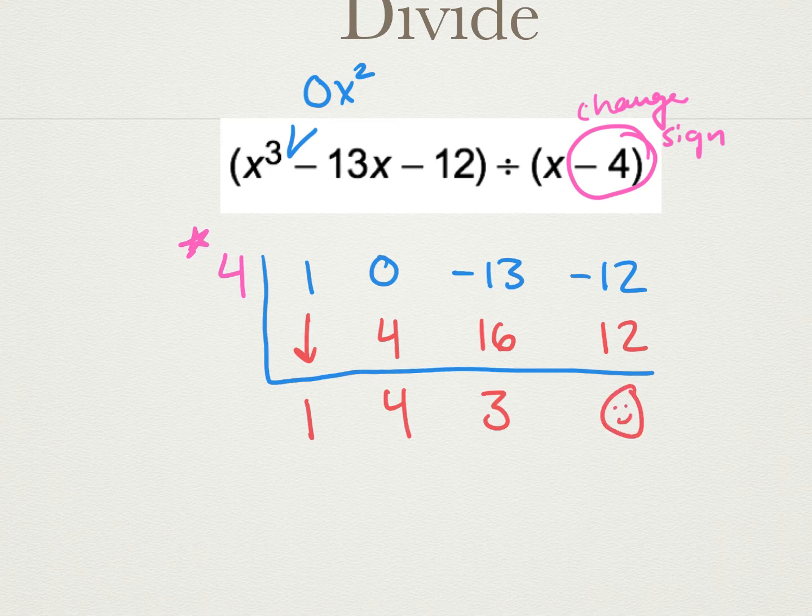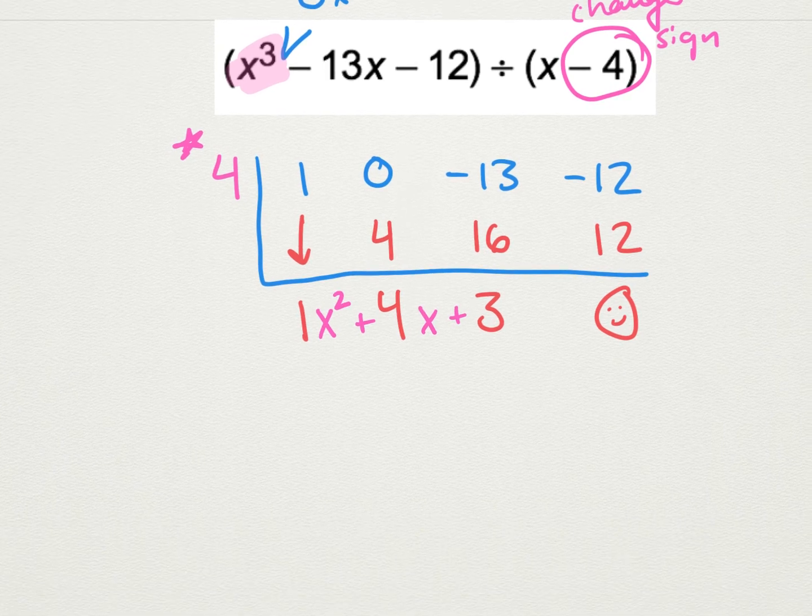So if my question started with x cubed, what does my answer have to start with? X squared. So it's always 1 degree less. So it'll be 1x squared plus 4. What comes next? X plus 3. And then what's my remainder? 0. So I don't have a remainder. So my answer here is x squared, because we don't put the 1, plus 4x plus 3.